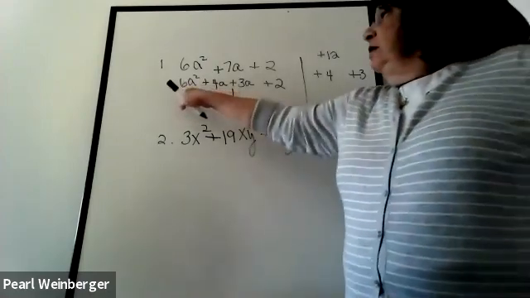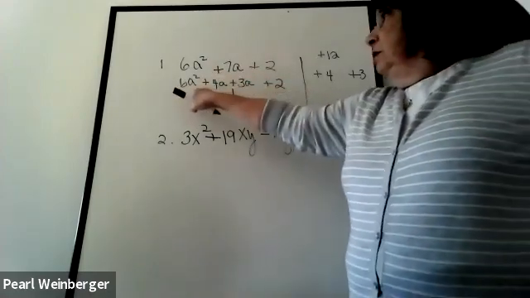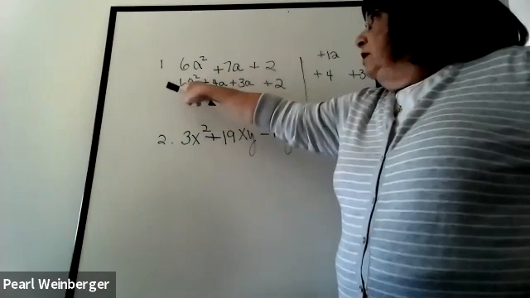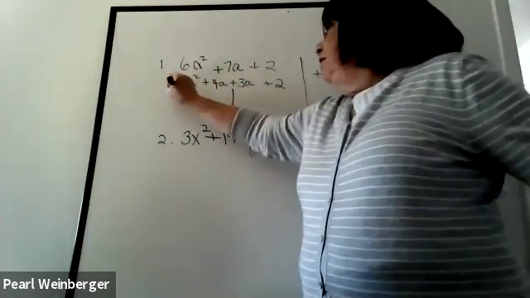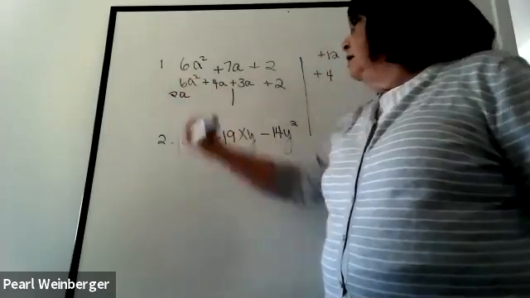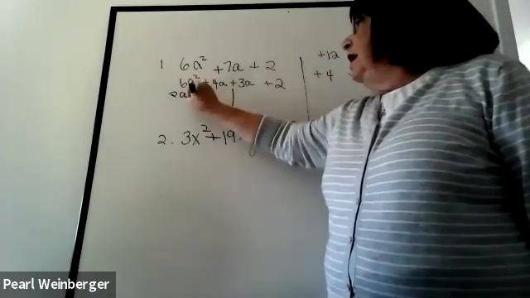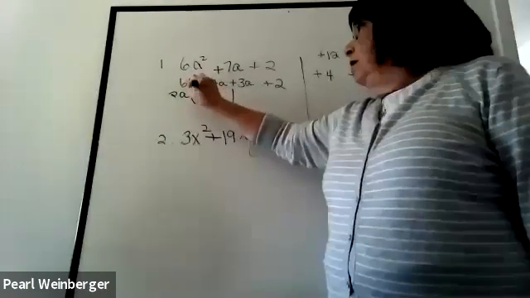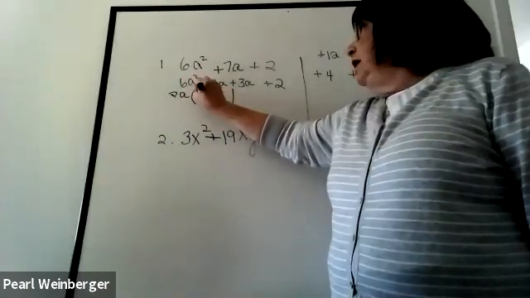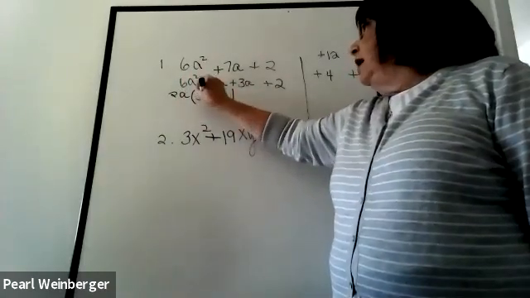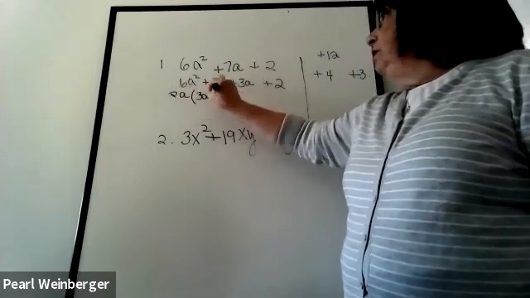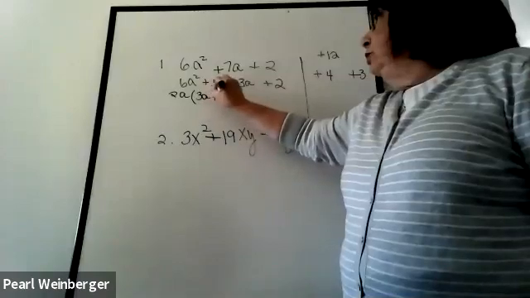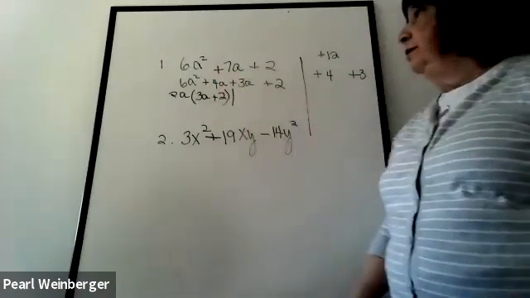Here are our 2 groups. The first group, 6a squared plus 4a, has a common factor of 2a. So if I take the 2a on the outside, I will get 2 into 6 is 3, and a into a squared is a. And 2a into 4a, well, the 2 into the 4 gives me 2, and the a's cancel out.